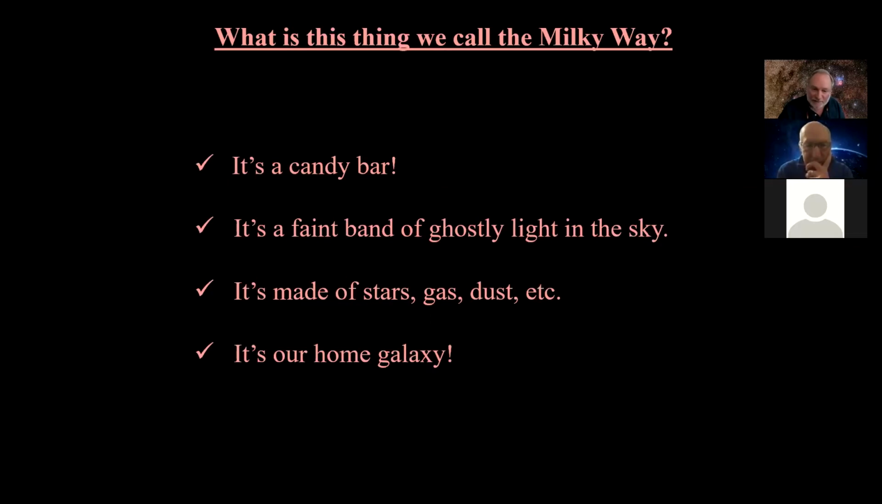It's also a faint band of ghostly light in the sky. Check. It's made of stars, gas, dust, dark matter, most likely. Check. And it's also our home galaxy. So the Milky Way is both an apparition, something you can see in the sky, and an object. It's a galaxy.